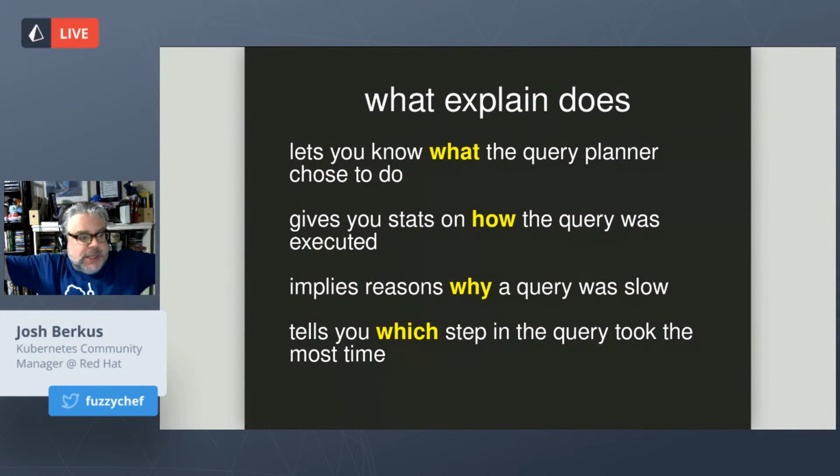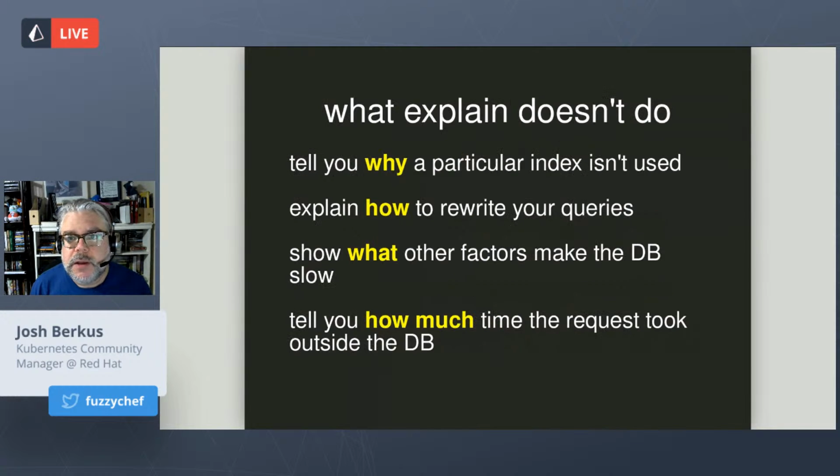So what the explain command does is it shows you what the query planner chose to do, how it chose to fulfill your request, gives you stats on how the query actually was executed, implies some reasons why the query was slow, and does tell you which individual step in the query took the most time. What it's not going to do is, if a particular step in the query is really slow, tell you exactly why that is broken. There'll be hints, particularly if you use some external tooling to help you gain insight from this.